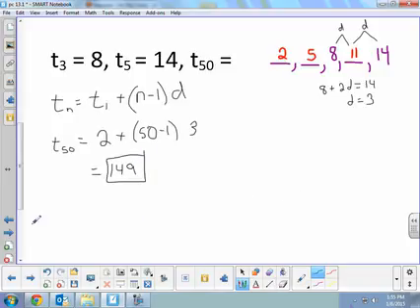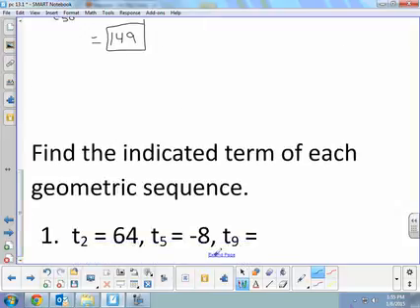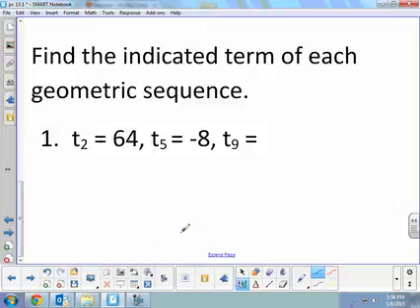All right, let's do one more example. On this one, we want to find the indicated term of each geometric sequence. Well, they're telling us T2, so we don't know T1. T2 is 64. We don't know T3, T4, and T5 is -8. So I know I'm multiplying by the same amount each time. So there I'm multiplying by an R. There I'm multiplying by an R.